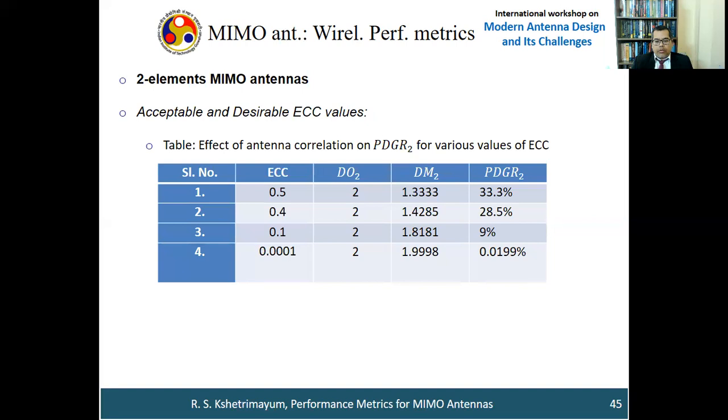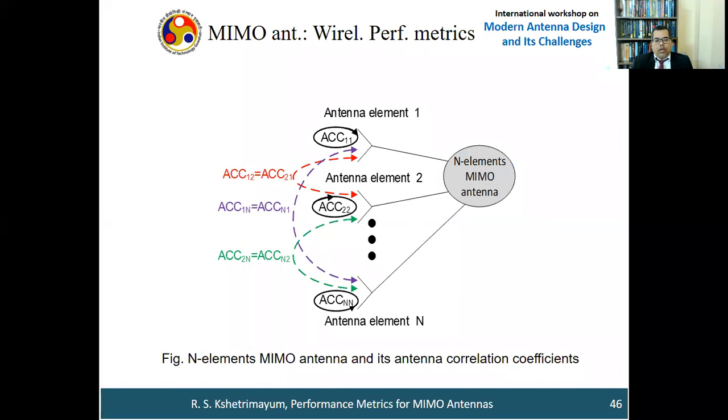It's 0.0199%. This is very good. So this should be the desirable value. And nowadays many antenna engineers are designing MIMO antennas with very low SCC values. The 0.5 acceptable value is not acceptable. It should be revisited and changed to 0.1. Desirable should be 0.0001. Okay, that's it for the 2-element MIMO antenna.